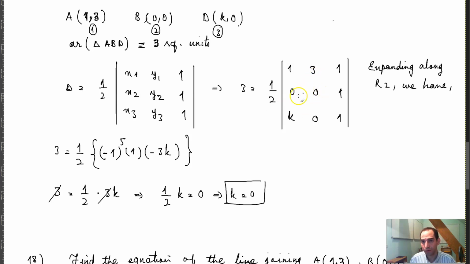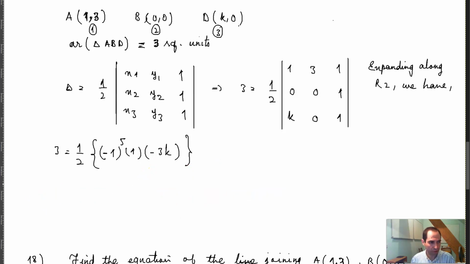So 1, 3, 1, 0, 0, 1 and k, 0, 1. I think I have made a mistake here. Because if k is equal to 0, then this becomes 0, 0, and that would be again the same point as this point, so you wouldn't get any triangle, meaning that the area would actually be equal to 0, and it wouldn't be equal to 3 square units. That's the problem, and it doesn't really make any sense, because k can be plus or minus, as I can see over here.